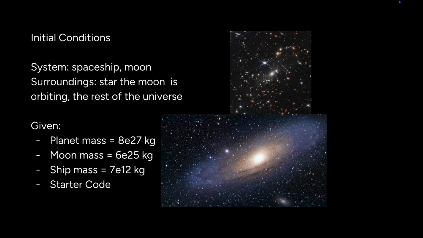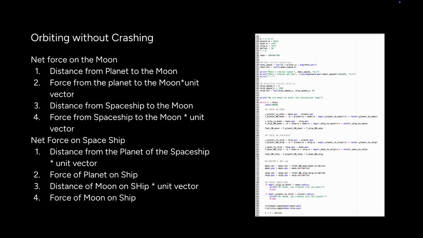In part 2, we created a system that had a spaceship and a moon, and the surroundings were the star and the rest of the universe. Listed below are our givens. The goal was to find the initial velocity for the spaceship that would allow the orbit of both the moon and the planet to go around without crashing into each other.